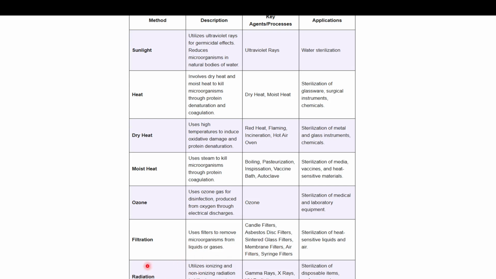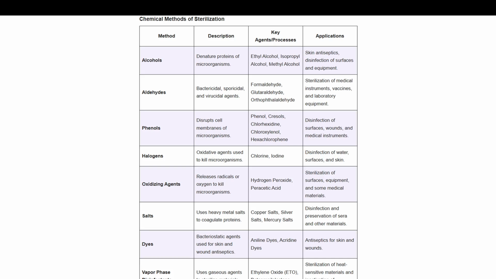You can also use radiation, which utilizes ionizing and non-ionizing radiation to kill microbes by damaging the DNA, like gamma rays, X-rays, and UV radiation. These are highly lethal, especially X-rays and gamma rays. UV radiation is also lethal. It is used for sterilization of disposable items, surfaces, and environments.